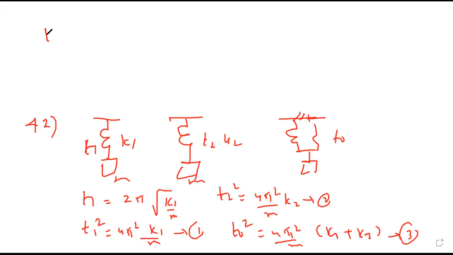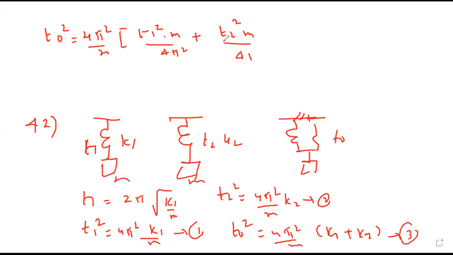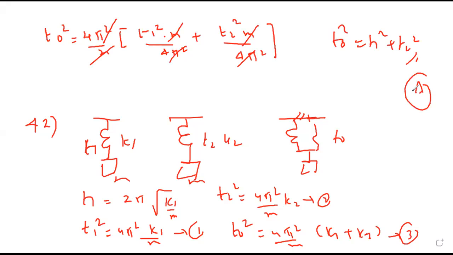Yes, sir. So I can write T naught squared is 4 pi squared upon M, where K1 is T1 squared into M upon 4 pi squared, and K2 is T2 squared upon 4 pi squared. M and 4 pi squared you can cancel throughout. Therefore, we get T naught squared is T1 squared plus T2 squared. This is the answer. Option A.